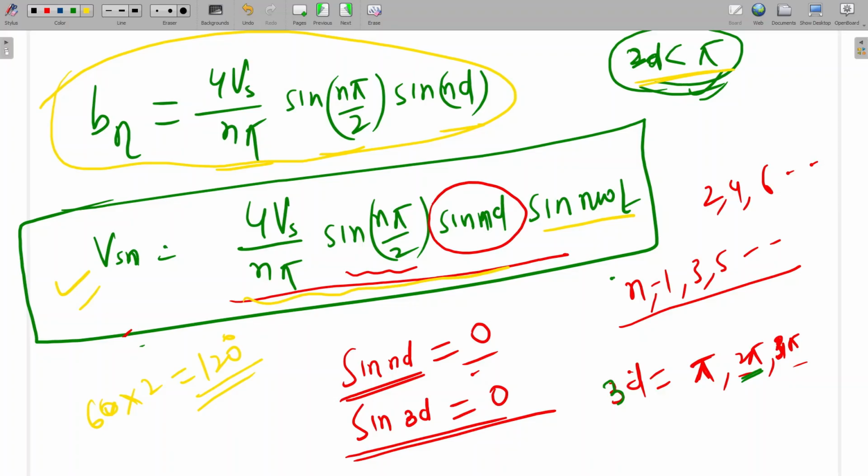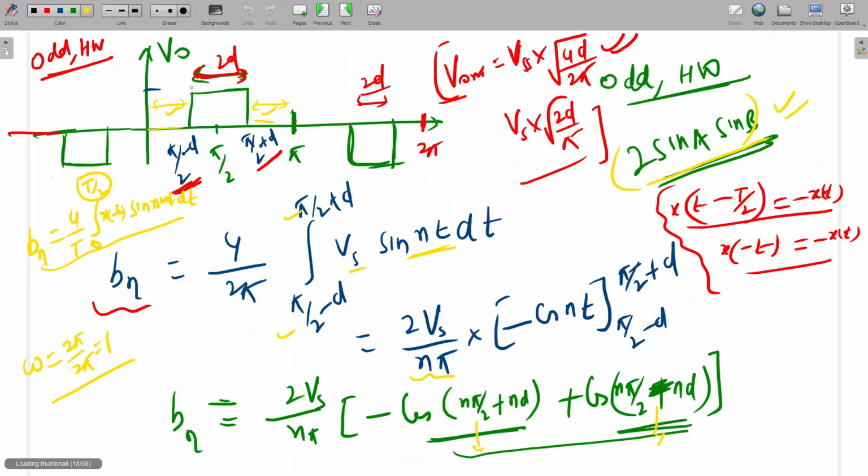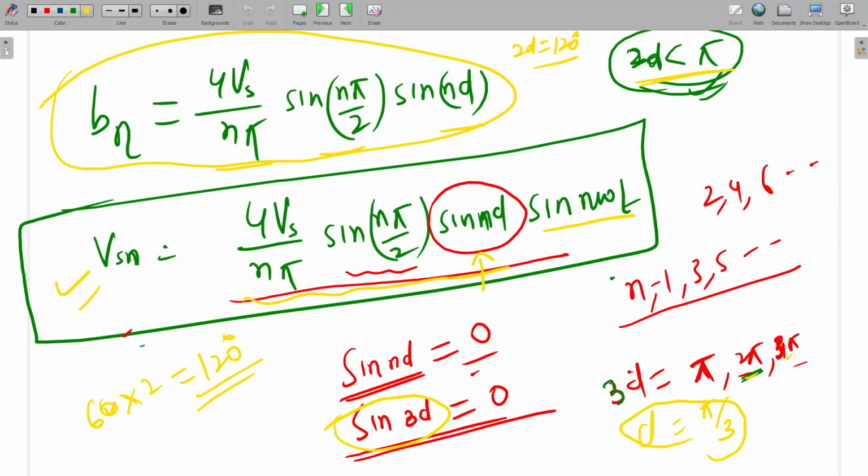Anything else I should explain? See, this one we are using to eliminate any harmonics. Okay. So sin(nd), if this term is made 0... I want to eliminate the third harmonic. So I will make sin(3d) equal to 0. Okay. So 3d will be pi, 2 pi, 3 pi, and d will be pi by 3. Pi by 3 means how much? 60 degrees. If we set the pulse width 2d equal to 120 degrees, then the output will be free from the third harmonic. Okay. Is it clear?